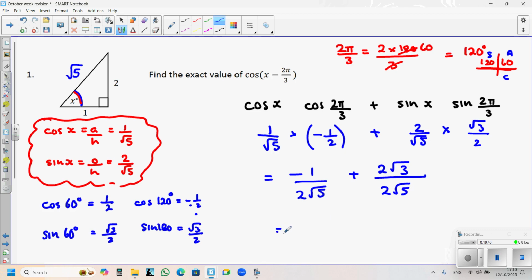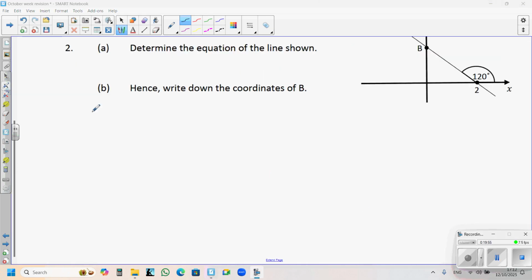Now, same denominator, just make one big denominator and do the sum across the top. So it's minus 1 plus 2 root 3s. Because that starts with minus 1, I'm going to read it round the other way. So it's 2 root 3 minus 1, and that's that one done.